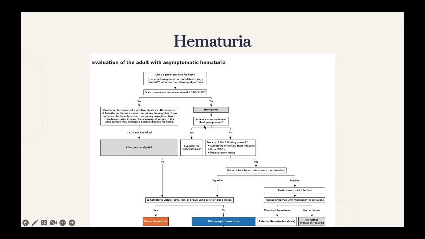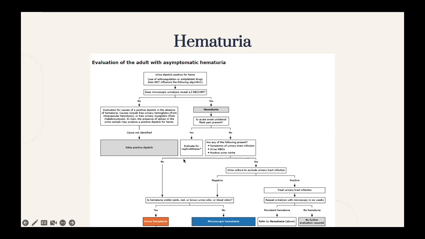Okay, so what do we do next? We assess the patient. Does he have any acute onset of flank pain? Then he has a renal colic with hematuria. We suspect nephrolithiasis. It's a urological emergency. If he does not have any pain, we suspect a urinary tract infection. So what do we do? We check for symptoms of urinary tract infection, such as fever. We check urine WBCs. We do a dipstick that shows us if there are nitrites or not. If there are, it's a urinary tract infection. It has a different approach.